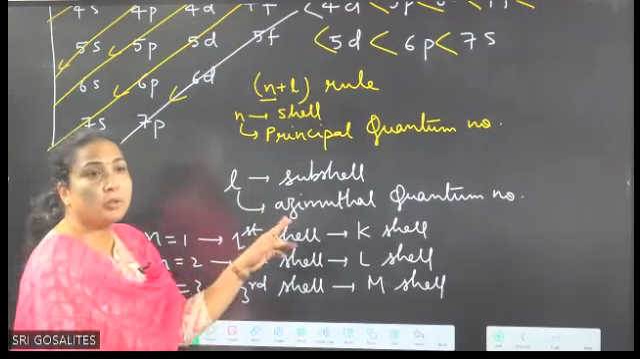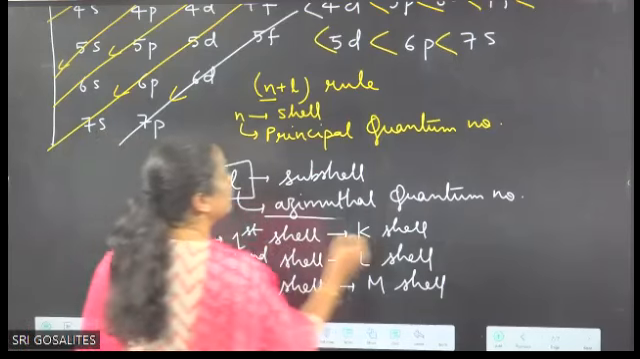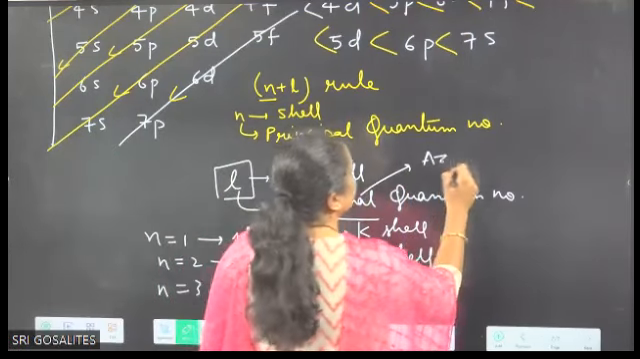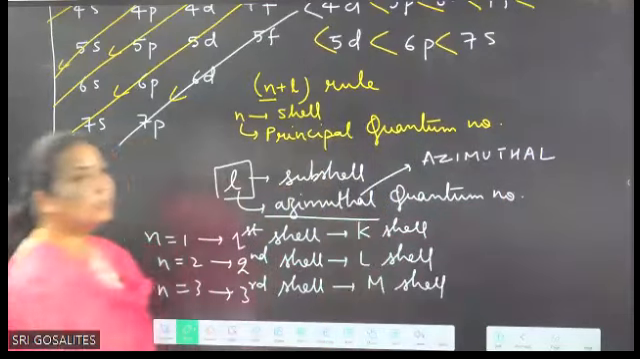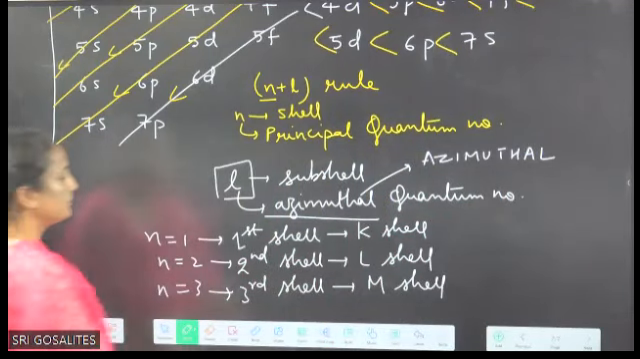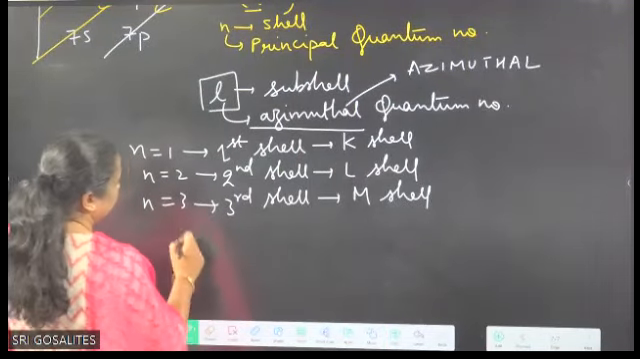This one you are not able to read, Ria. This small L I have written is azimuthal. Azimuthal, that is the name of it. Azimuthal quantum number, right?